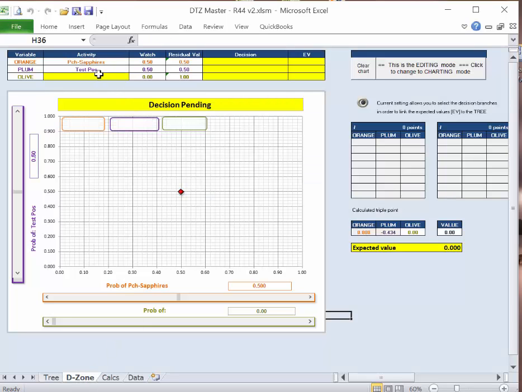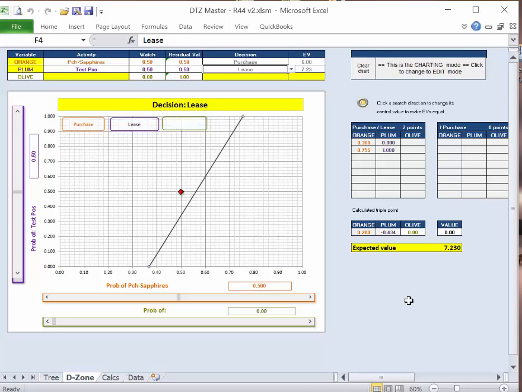Over here, we have the probability of finding sapphires under the purchase agreement and the probability of test being positive. We have set both of these to 50%. Let's look at the decisions. Pull down menu, purchase, lease, and let's clear chart, always clear chart, and plot. Here we have our demarcation line. Currently is to lease, so here we have the lease. And the other side would be purchase, obviously, so we'll move this to purchase. This has no function, so let's delete it.